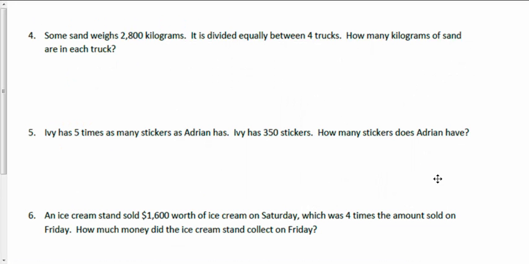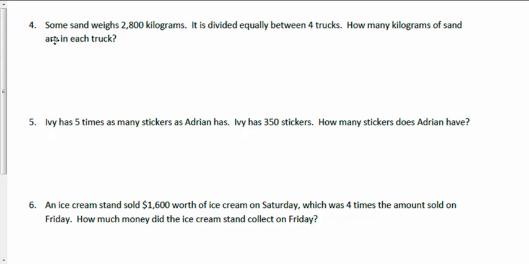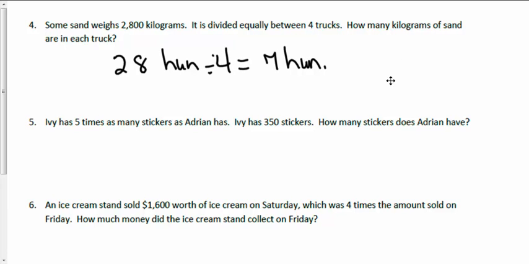All right, some sand weighs 2,800 kilograms. It is divided equally between 4 trucks. How many kilograms of sand are in each truck? So I've got 2,800 kilograms. So that will be the same thing as 28 hundredths divided by 4, which equals 7 hundredths. So how many kilograms are in each truck? You would say 700 kilograms are in each truck.